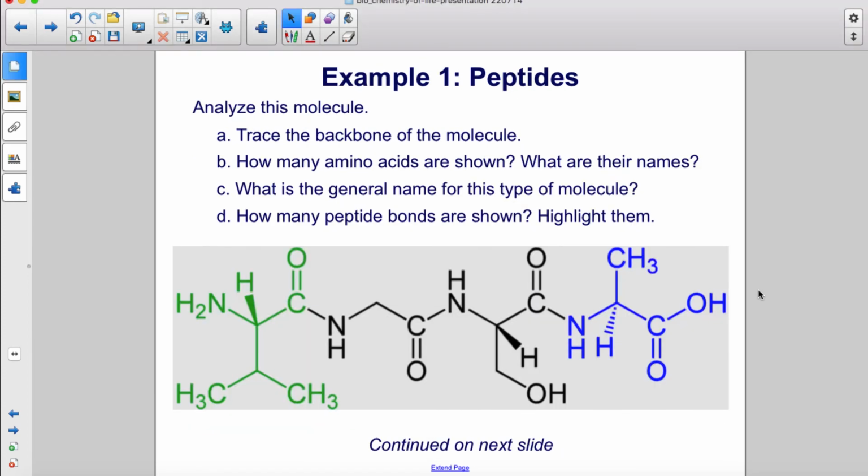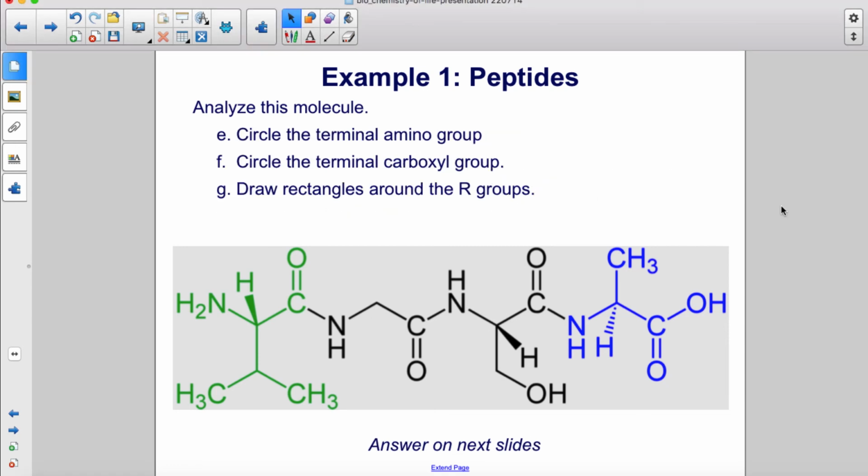Analyze this molecule. Trace the backbone of the molecule. How many amino acids are shown? What are their names? What is the general name for this type of molecule? How many peptide bonds are shown? Highlight them. Circle the terminal amino group. Circle the terminal carboxyl group. Draw rectangles around the R groups.